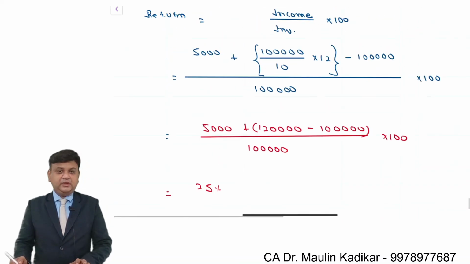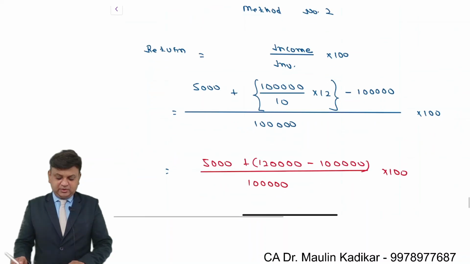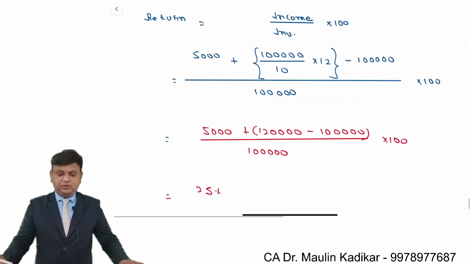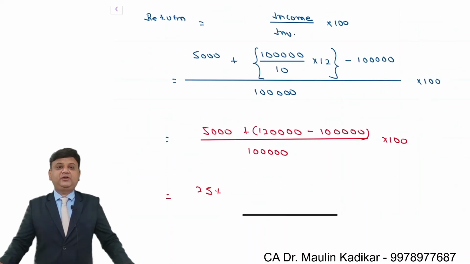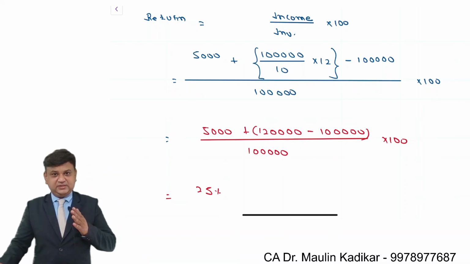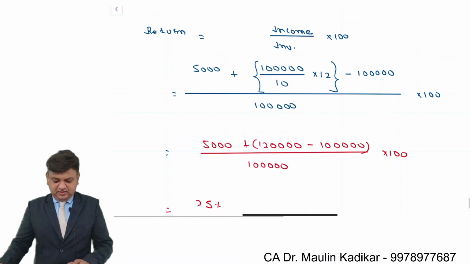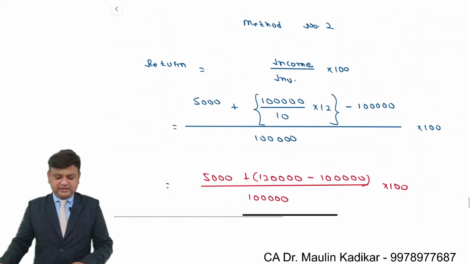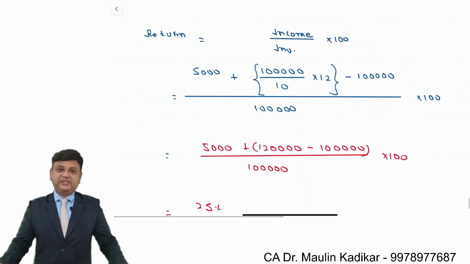If at all you do the answer with this method, that is method number 2, you do not have to compute what was the number of units that were allotted to you when you made investment. So my personal suggestion is to go with the second method. However, going with either of the methods is acceptable from the examination point of view.